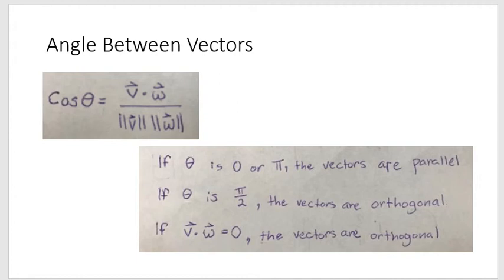Cosine theta equals vector v dot vector w over the product of the magnitudes. And if theta is 0 or pi, the vectors are parallel. And if theta is pi over 2, the vectors are orthogonal, which means like perpendicular in space. It's just a fancy word. And if vector v dot vector w equals 0, the vectors are also going to be orthogonal.